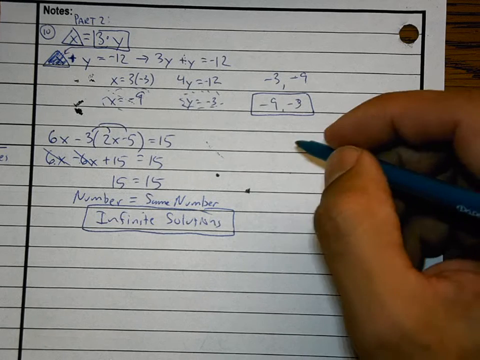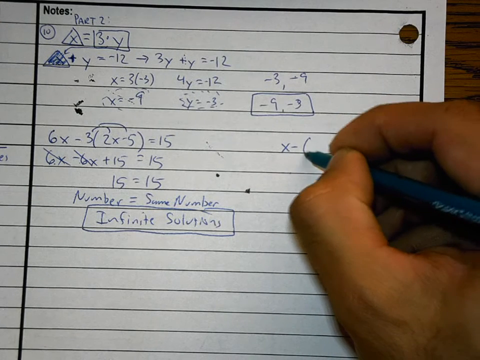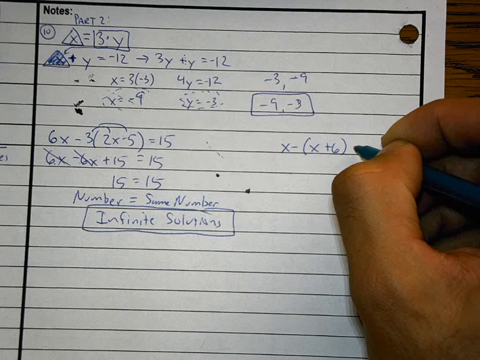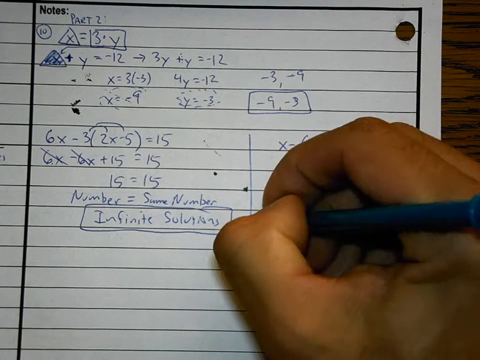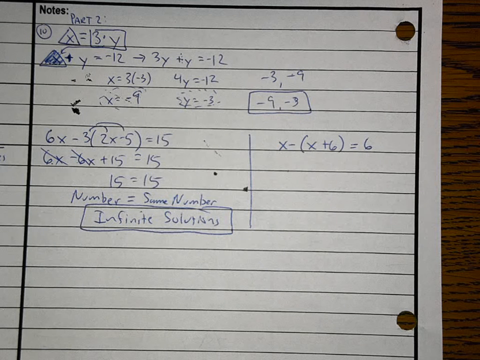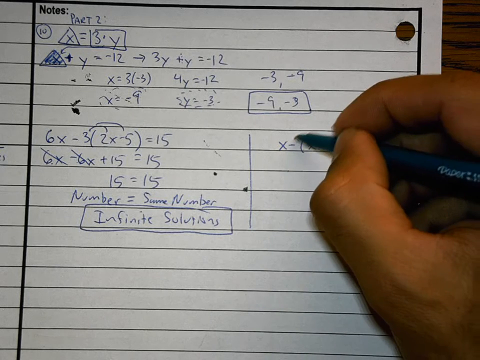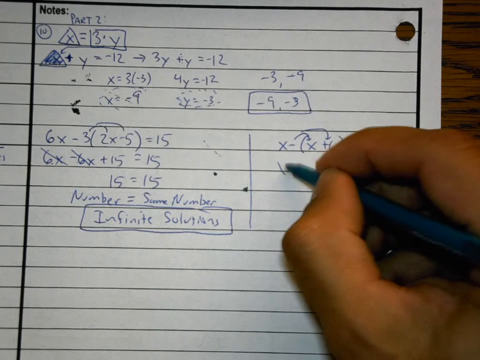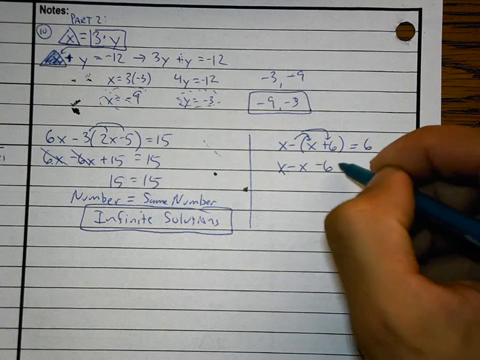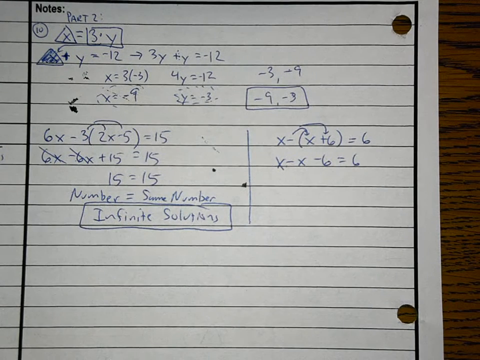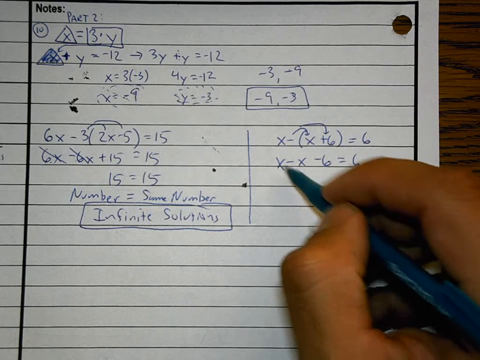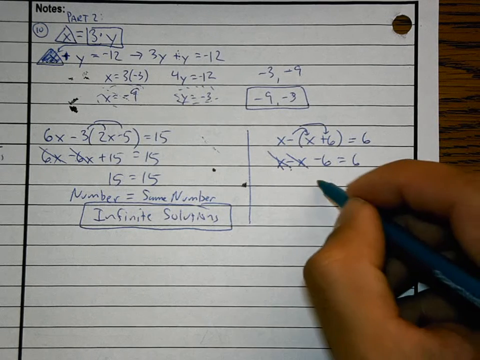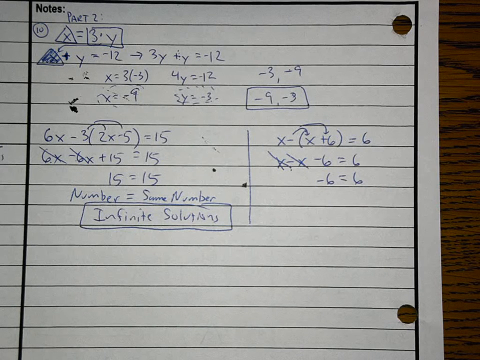Let's do one other one. What happens if this happens? X minus parenthesis x plus 6 equals 6. Here's the second possible answer. Sometimes you're going to be working and you're going to have to distribute a negative. And you're going to get x minus x, which goes away. That makes 0 x's. And you get negative 6 equals 6.